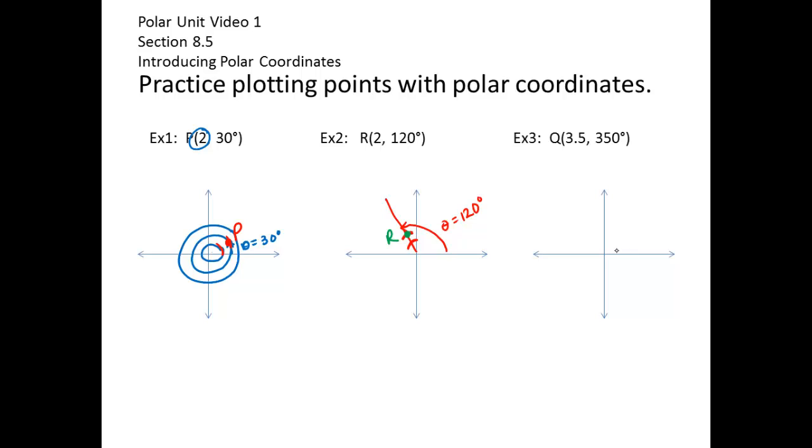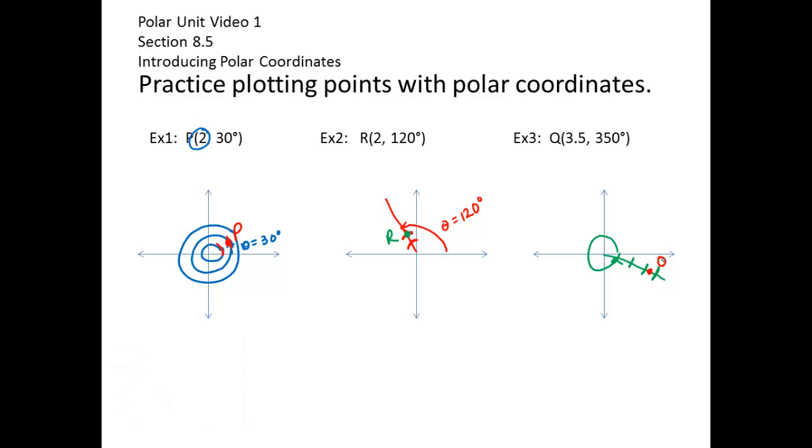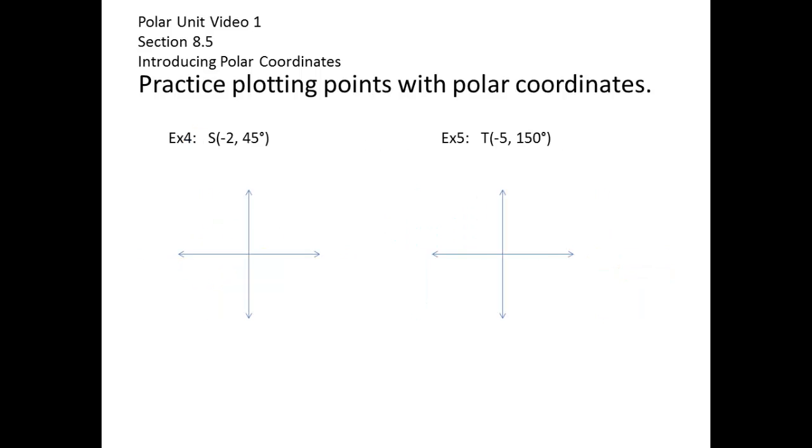350 degrees is almost all the way around the circle. So I'm going to draw that long radius there, and then we're going to measure 3.5. So 1, 2, 3, 4, and then I can go ahead and place the point that I'm looking for, point Q, at 3.5. Let's give a couple more of these a try.